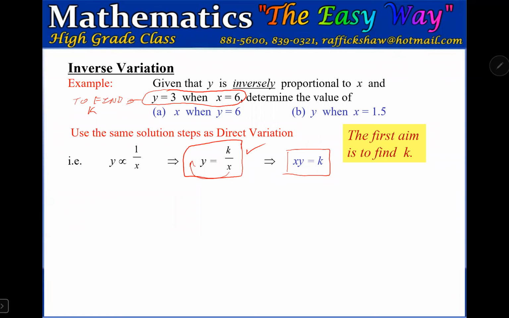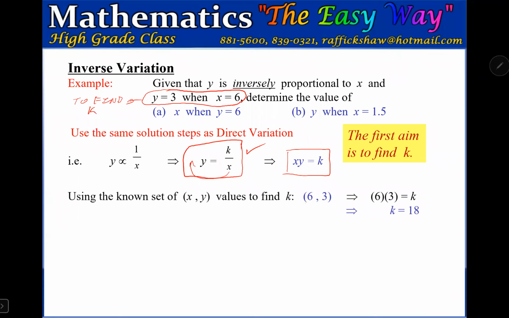And then what you do now, you're trying to find k first by using the x and y values that they gave you. y equals 3 and x equals 6. So you put those two values in this formula right here. It tells you that k is 18. And since k is 18, it's not going to change. k is a constant. You can write back the equation with the k value.